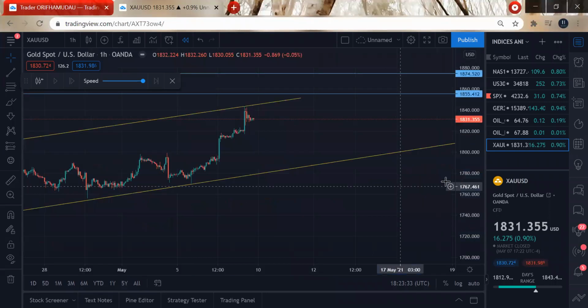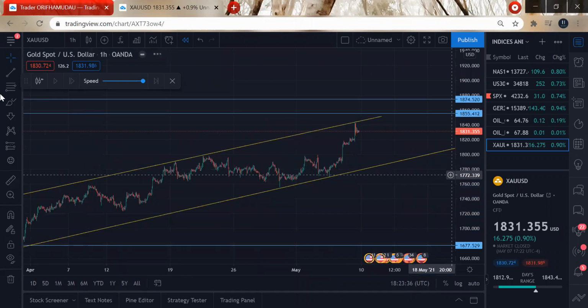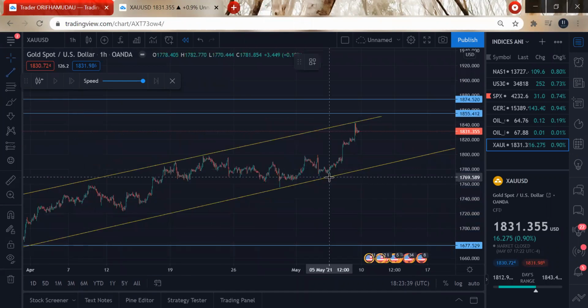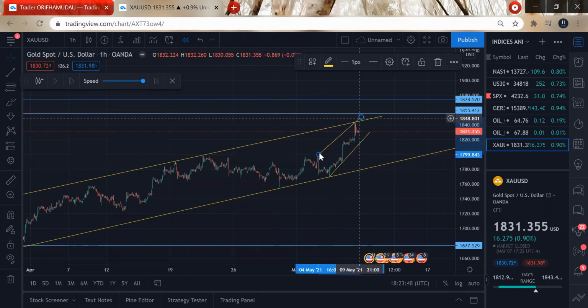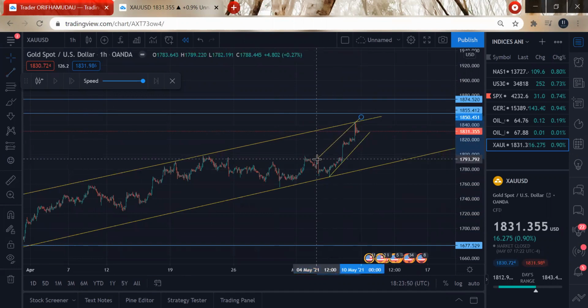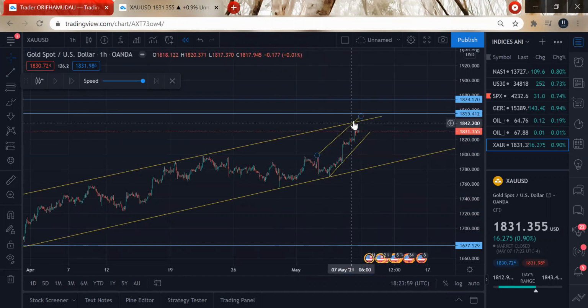Go to the 1 hour here. When you get to the 1 hour, I pull my trend line like this. Connect. Connect. So we have the first touch here, the first touch here, second touch, and what do we expect here? We're expecting a third touch, okay?